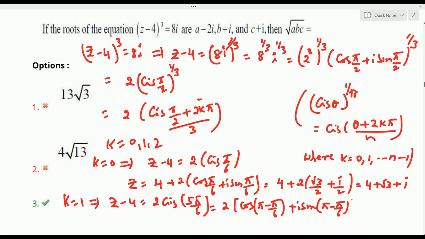Cos(pi minus pi by 6) is minus cos pi by 6, so 2 times cos(minus pi by 6) gives minus root 3 by 2. Sin(pi minus pi by 6) is sin pi by 6, which is 1 by 2. So multiplying by 2, this is minus root 3 plus i. One more result we have to collect, by taking k equals 2. We'll see that now.